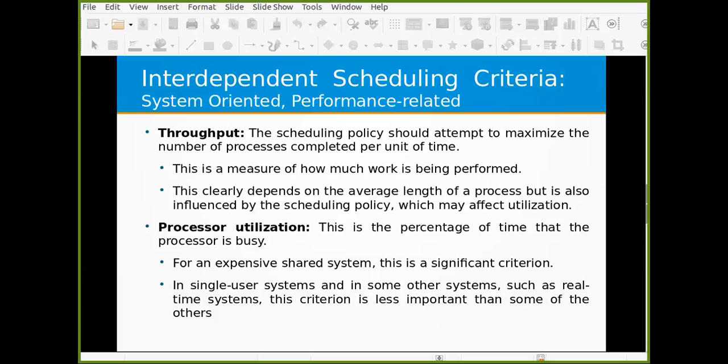Then system oriented, which can be measured, that is performance related. So throughput is one of them. This is not from the user's perspective, but from the system perspective. Throughput and processor utilization.